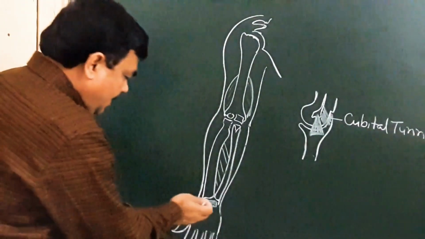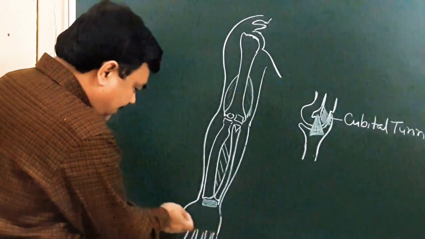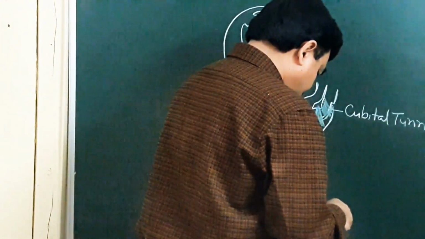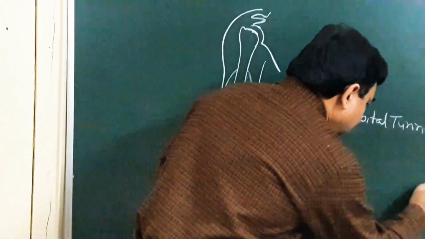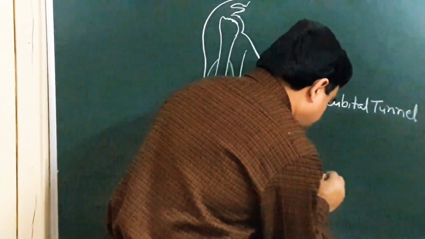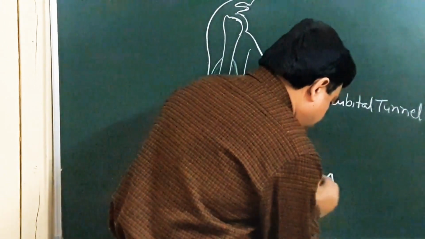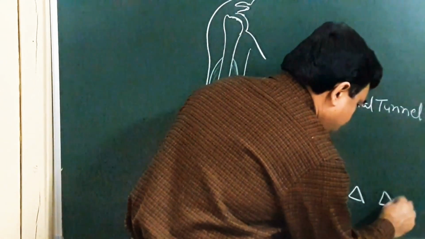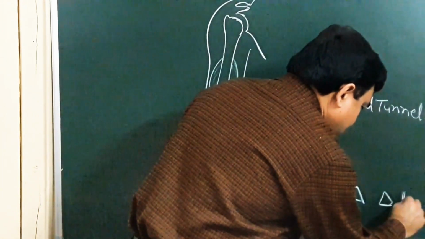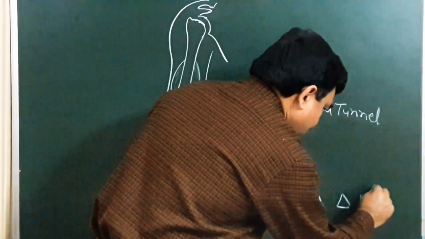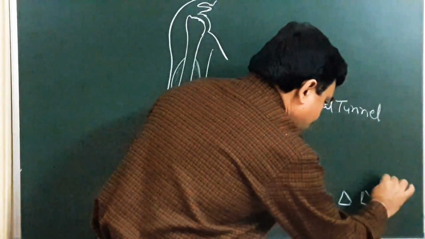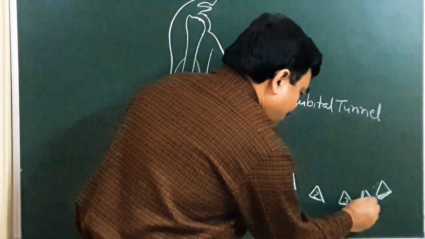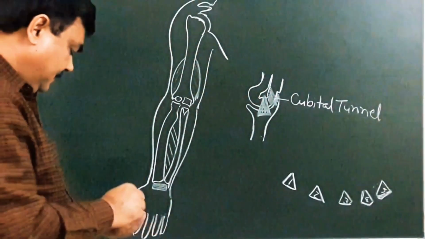Another diagram: if you cut a transverse section at this level, you will find the first, second, third, fourth and fifth metacarpals.